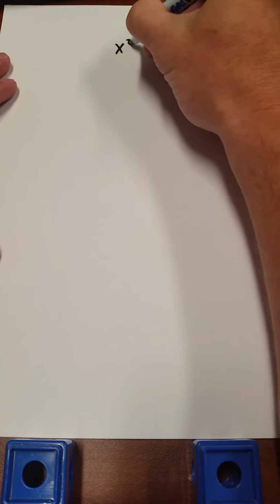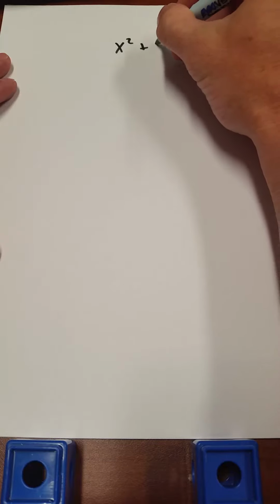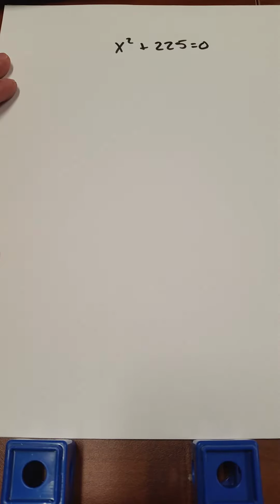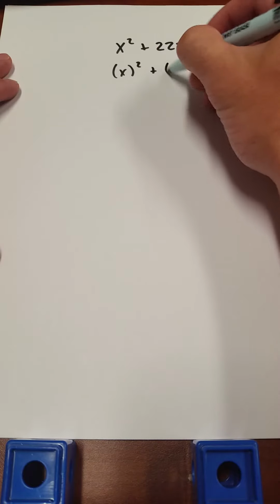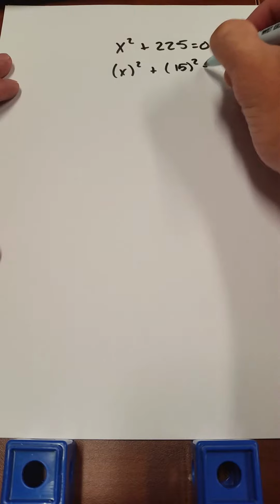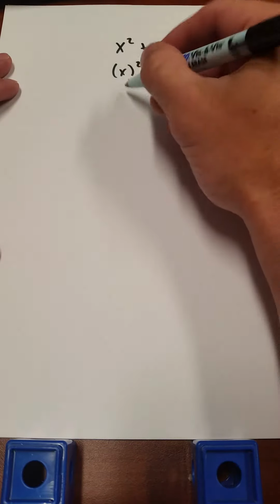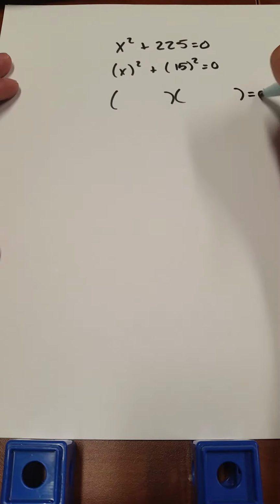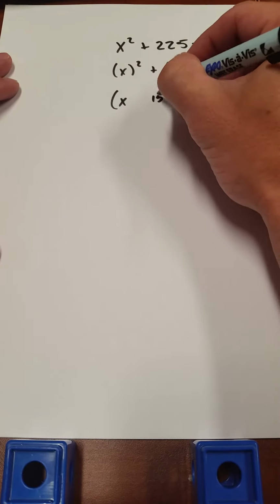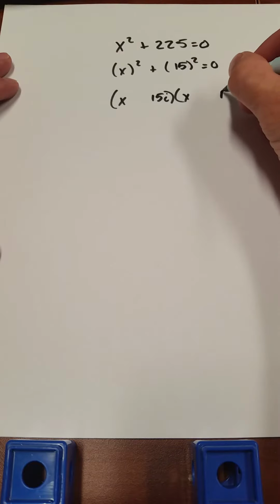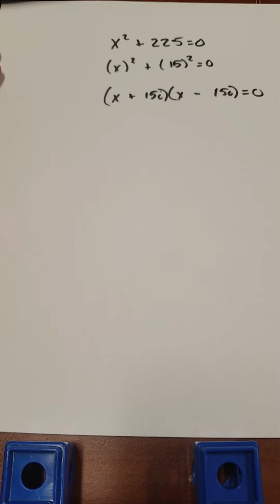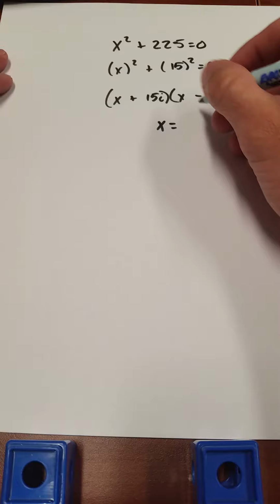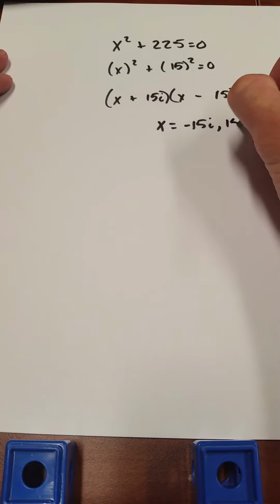So let me give you another problem. Let's try x squared plus 225 equals 0. So if we're doing this problem, again, rewrite it in terms of perfect squares. X is being squared here. 15 is being squared there. Okay? So then your next step, draw your two parentheses, draw your factors. X and 15i, x and 15i. And then you just get different signs, positive and negative. Okay? Set them equal to 0 and solve. You're going to end up with negative 15i, positive 15i.